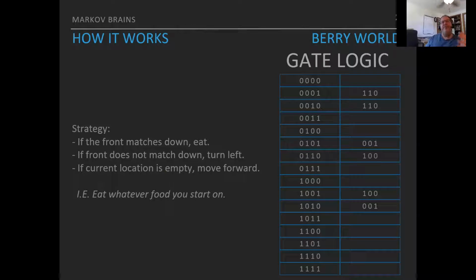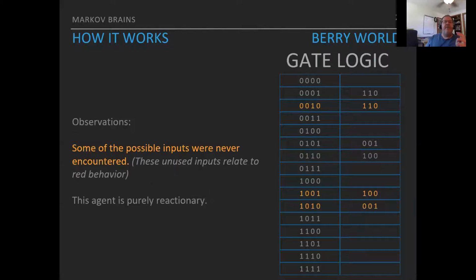There, you may have noticed that there were 3 lines that we didn't use. That's these 3 lines. These 3 lines are what happens if the agent starts on red. So this would be: I'm on red looking at blue, I should turn left. I'm on red looking at red, I should eat. I'm on nothing looking at red, I should move forward.